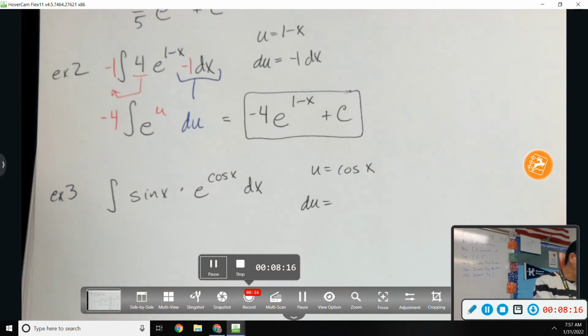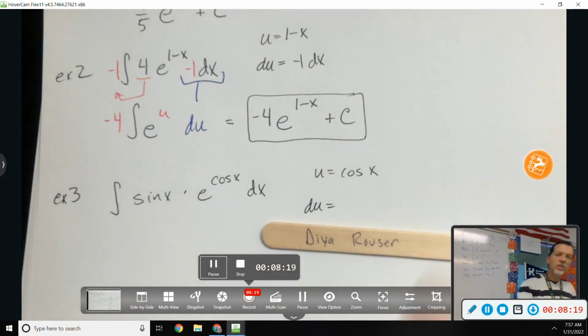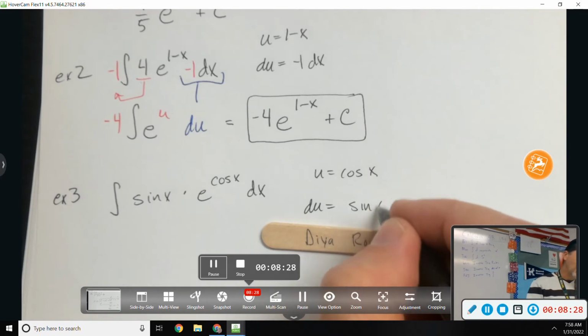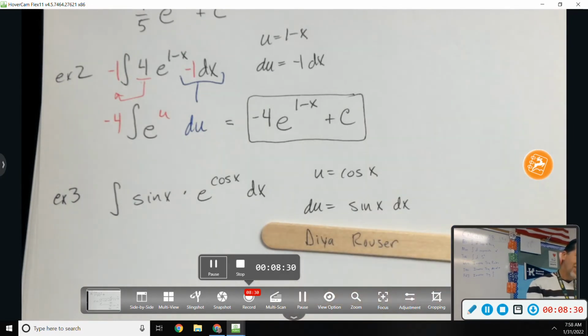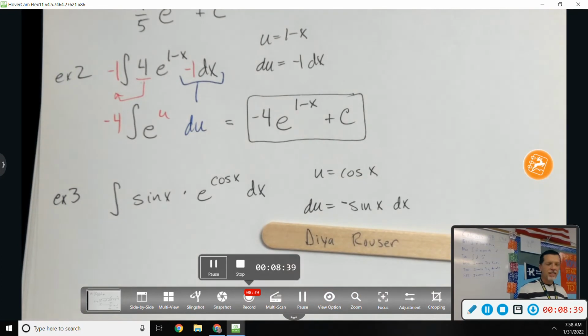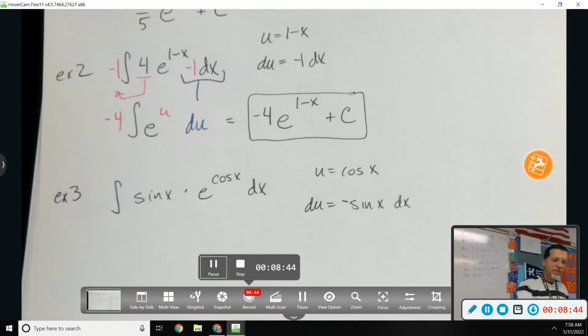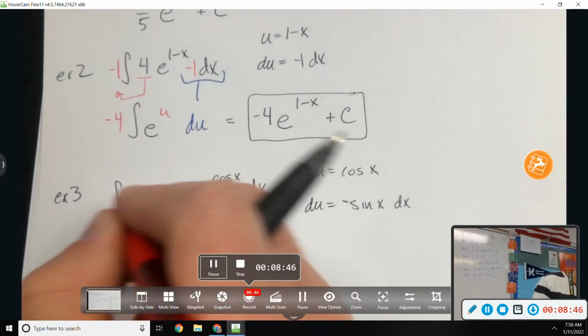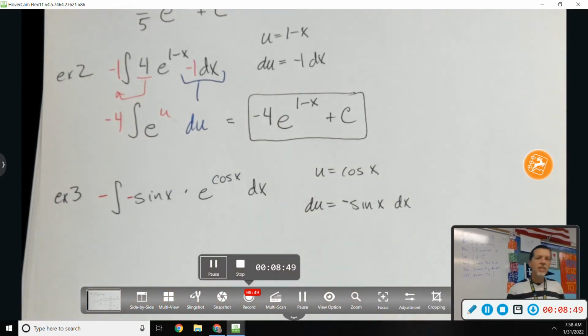And the reason I like that pick, Dia, is because what's du? Sine. Which one? What? I like sine. Is it positive or negative? Derivative of sine is cosine. Derivative of cosine is negative sine. So, this isn't perfect. I need a negative sign on there, which means I'll need a negative out front. Counter that.